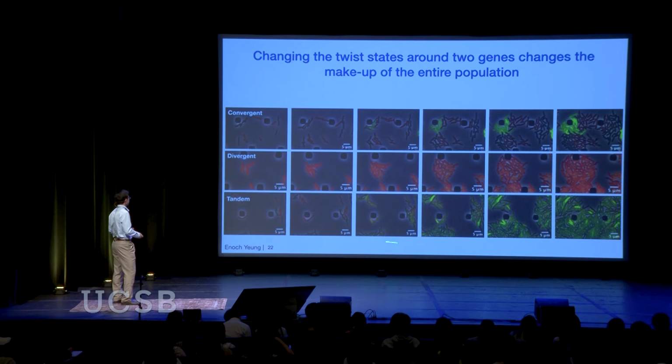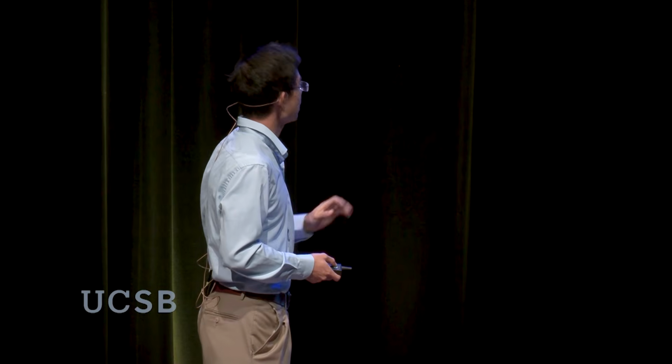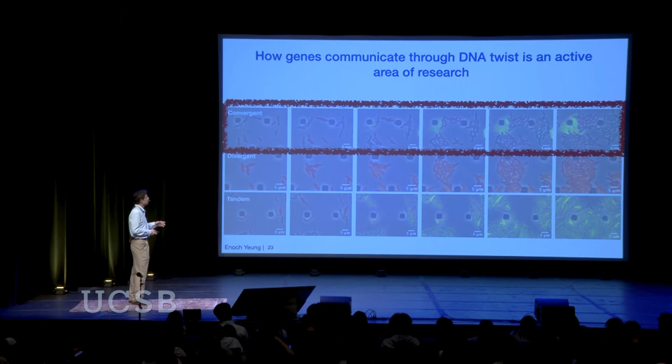And tandem orientation produces correlated expression of both genes, but ultimately a cassette that favors green expression. Changing the twist states around two genes changes the makeup of the entire population. So in particular, one thing that we've been studying and that is currently unpublished in terms of our research, we've just discovered this, but I wanted to show you guys some of the cutting edge stuff. Please don't scoop us, obviously.